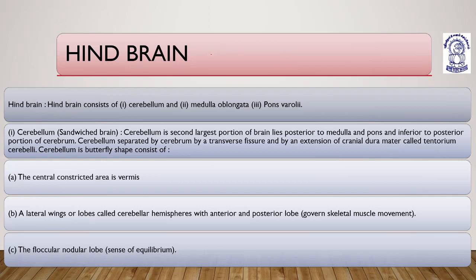Hindbrain, also known as rhombencephalon, consists of three major parts: the cerebellum, which is known as little cerebrum, the medulla oblongata, and the pons varolii.